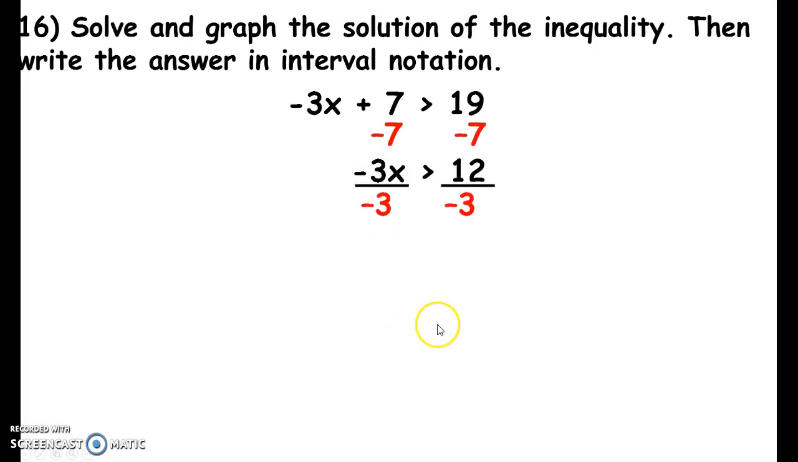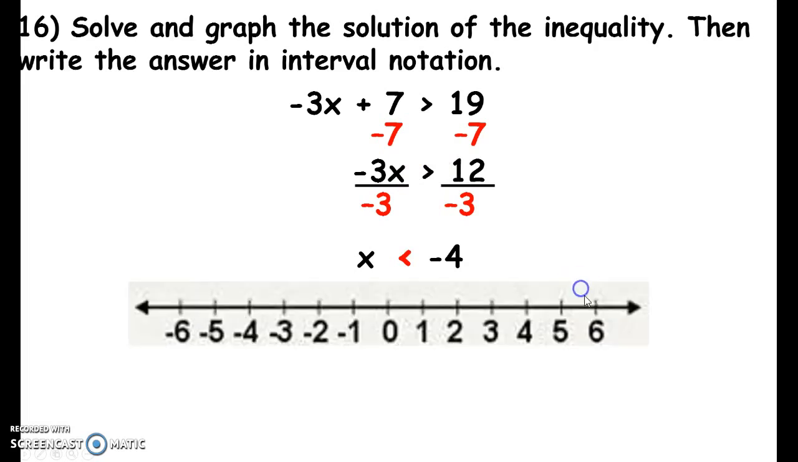I'm dividing by a negative. What do I have to do with the symbol? Yeah, I have to switch it. Now I'm going to draw myself a number line. X is less than -4. -4 is right here. Since it's not equal to, I'm going to have a parenthesis with the arrowhead going such that all the solutions are less than -4.